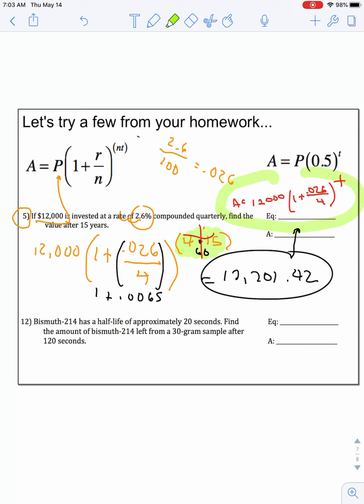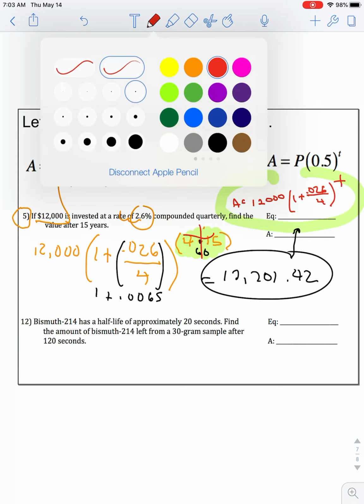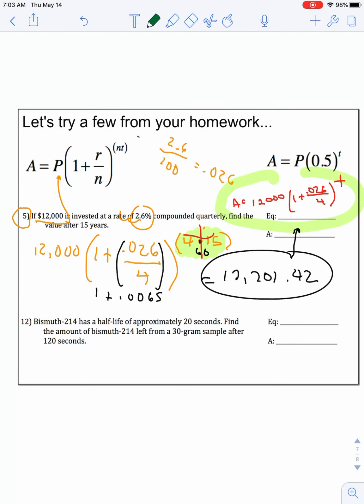All right, let's try one more from your homework, and then it's your turn. Next question. Bismuth 214 has a half-life of approximately 20 seconds. Find the amount of bismuth 214 left from a 30-gram sample after 120 seconds. So again, don't get hung up on these words. That's just the name of the compound. Don't put that 214 anywhere in your equation.